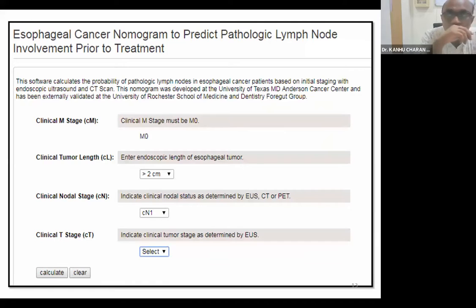If you want a nomogram predictive of pathologic lymph node involvement prior to treatment, there is a clinical calculator. You can find it on the MD Anderson site. You can enter your endoscopic length, the clinical N stage, and the clinical T stage. You will be able to know how many pathological lymph nodes you can predict are involved.